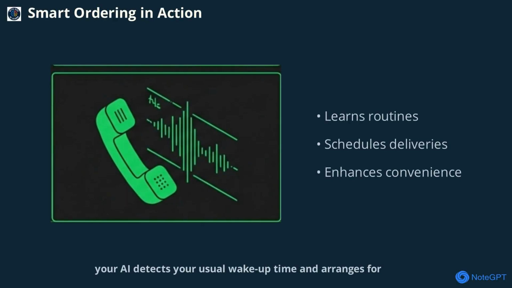Your AI detects your usual wake-up time and arranges for your breakfast delivery to arrive exactly when you start your day. This level of automation is possible thanks to persistent memory and proactive workflows. The AI learns your habits, predicts your needs, and takes action without you having to ask. It's a seamless blend of convenience and intelligence.